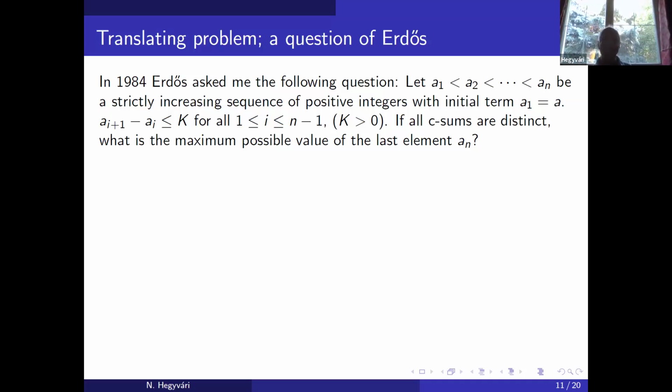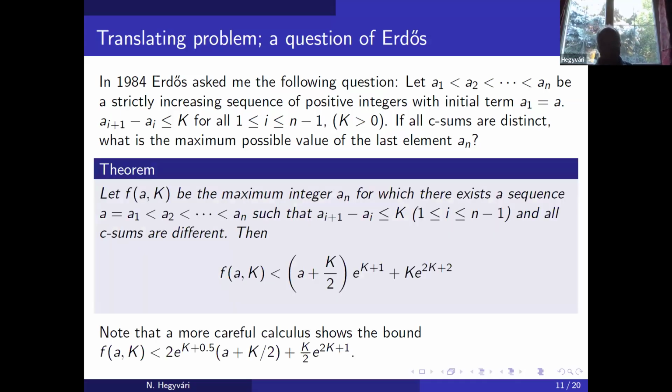His question was: if all the sums are distinct, what is the maximum possible value of the last element? It is very reasonable to believe that there would not be an infinite sequence where all sums are pairwise different. And I gave an upper bound for it, namely that if we denote by F(A,K) the maximum integer for it, then this function is an upper bound for this one.